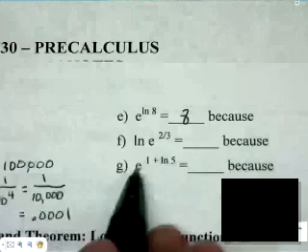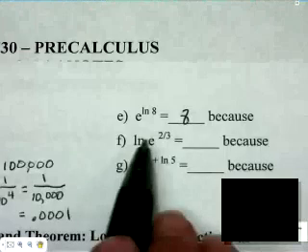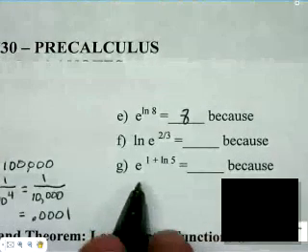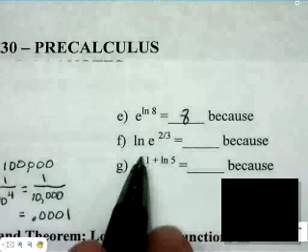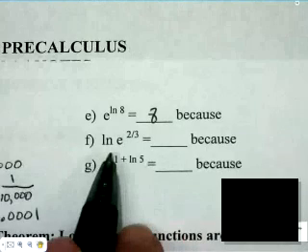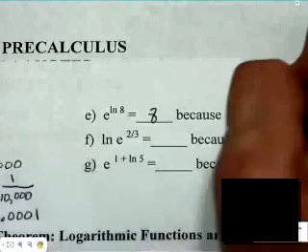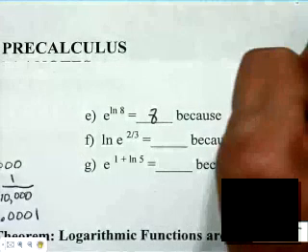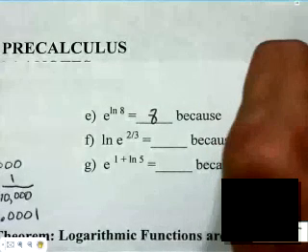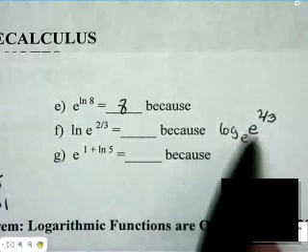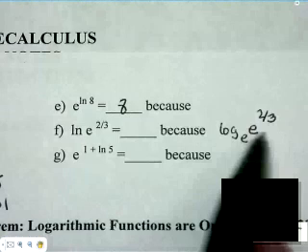What about F? Natural log of e to the 2/3? That's, yeah, because that's log base e of e to a power. And we've already figured out that log base anything of that same base to a power, they just undo each other and leave you the power.